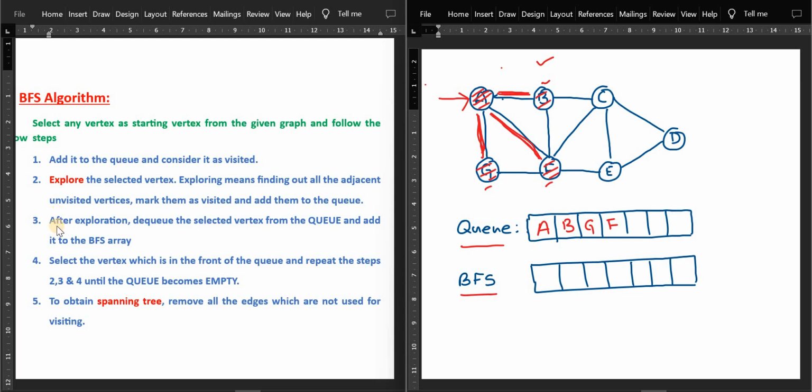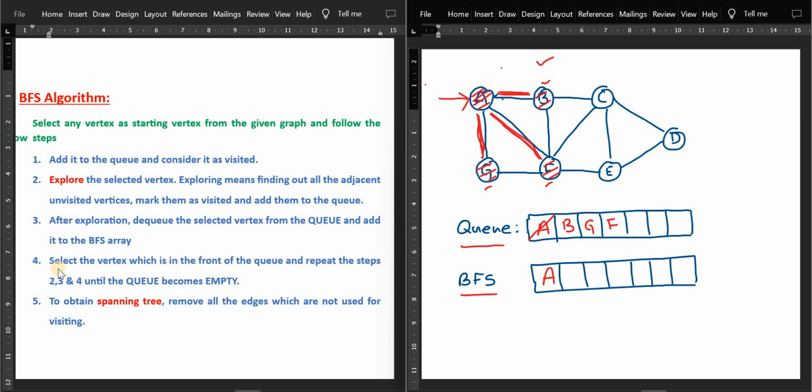What is step 3? After exploration, dequeue the selected vertex from the queue and add it to the BFS array. That means now this is our selected vertex. A is our selected vertex. You just remove that vertex from the queue and add it to the BFS. So remember, two things you have to do for every vertex. Explore it, that is the first step. Explore it, and after exploration, remove it from the queue and add it to the BFS.